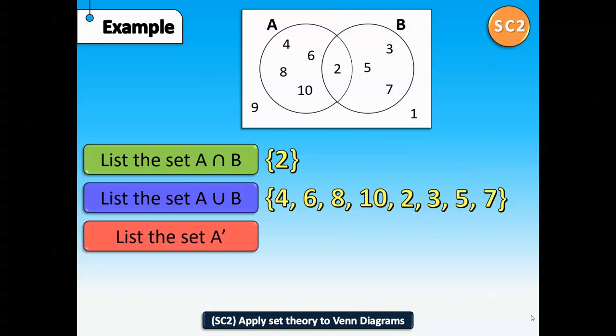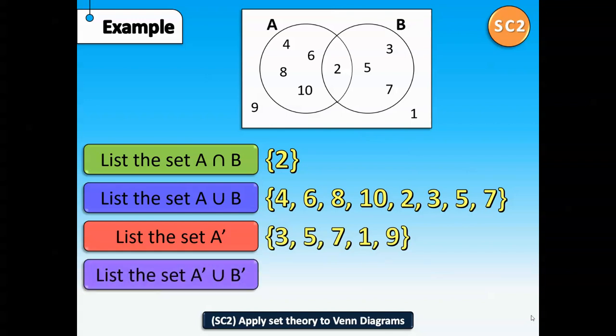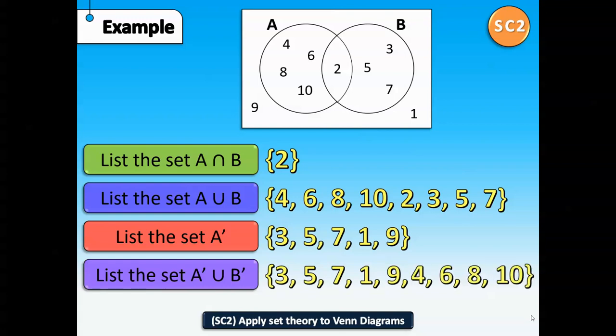If we want to list the set of the complement of A, so that's everything outside the circle of A. So that's 3, 5, 7, 1, and 9. If we want to list the set of the complement of A union with the complement of B, that's all the numbers outside of A and all the numbers outside of B.